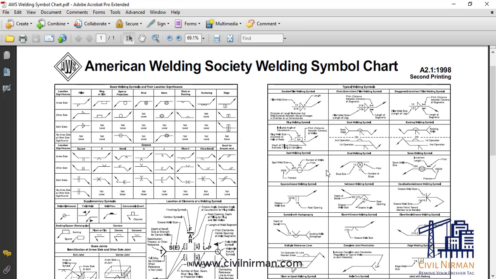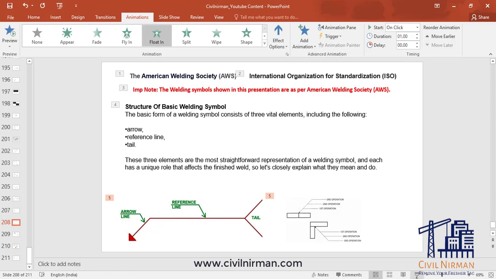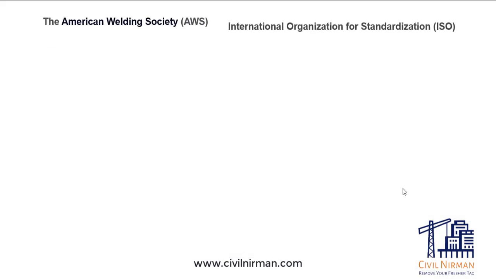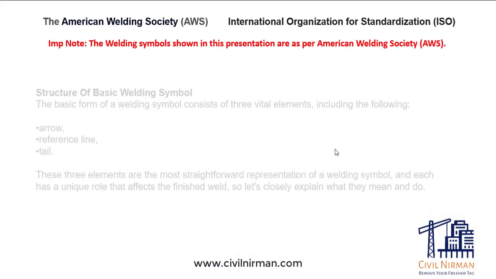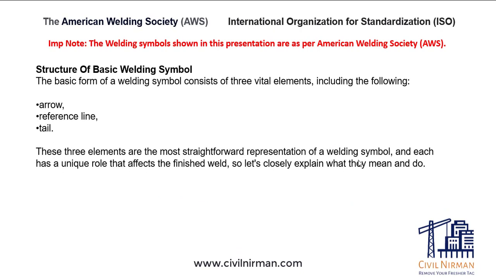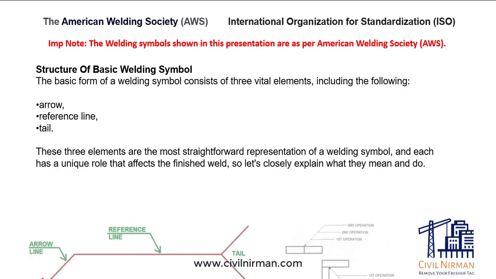Now let's understand the symbol and its parts. So if we switch to the presentation, see, welding symbols are the set of information conveyed by the design department to the welding engineer and the welding operator. Now it contains all the necessary information like welding position, dimensions, geometry of the weld, details of the groove or fillet weld, welding process, etc.